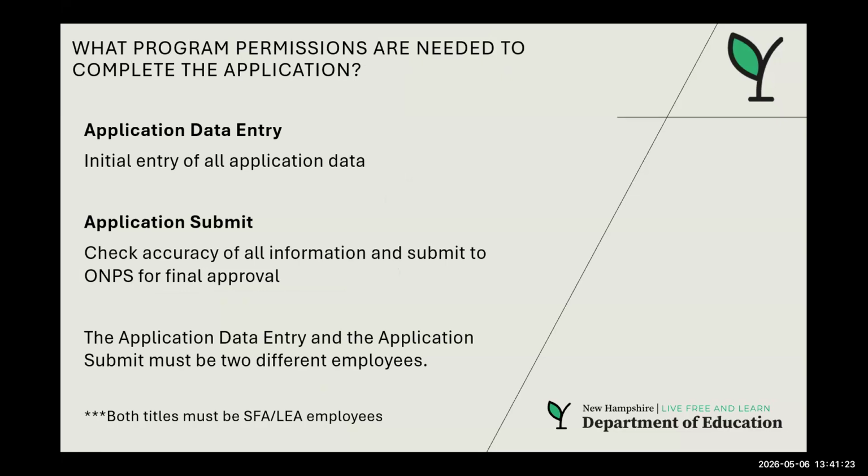So to complete the NSLP application in My NHDOE, there are two permissions that are required. The first is the application data entry. This individual is responsible for entering all of the initial application information. Then there's the application submit. The application submit will review and submit the application to our office for the final approval.